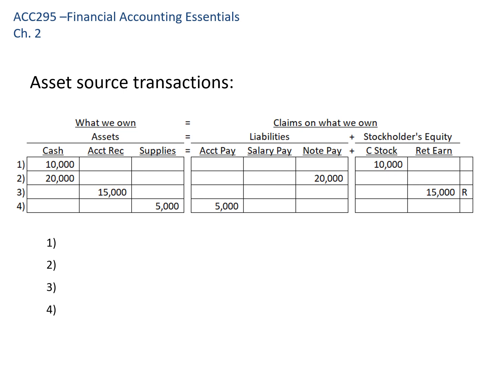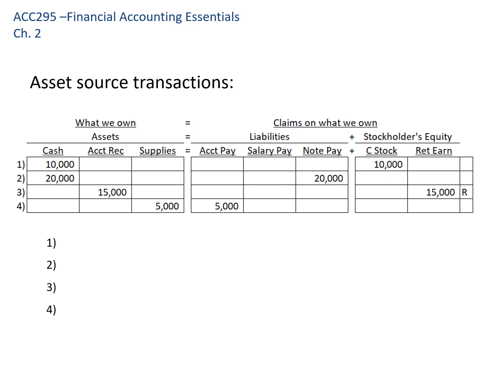So asset source transactions, again, when you have this printed out, I'd recommend that you write in there what each of these are. So number one, we have issuing shares for cash. A lot of times that is the very first transaction that a business engages in. So in this case here, shareholders give the company $10,000 in return for common stock, shares of common stock. So cash goes up, common stock goes up.